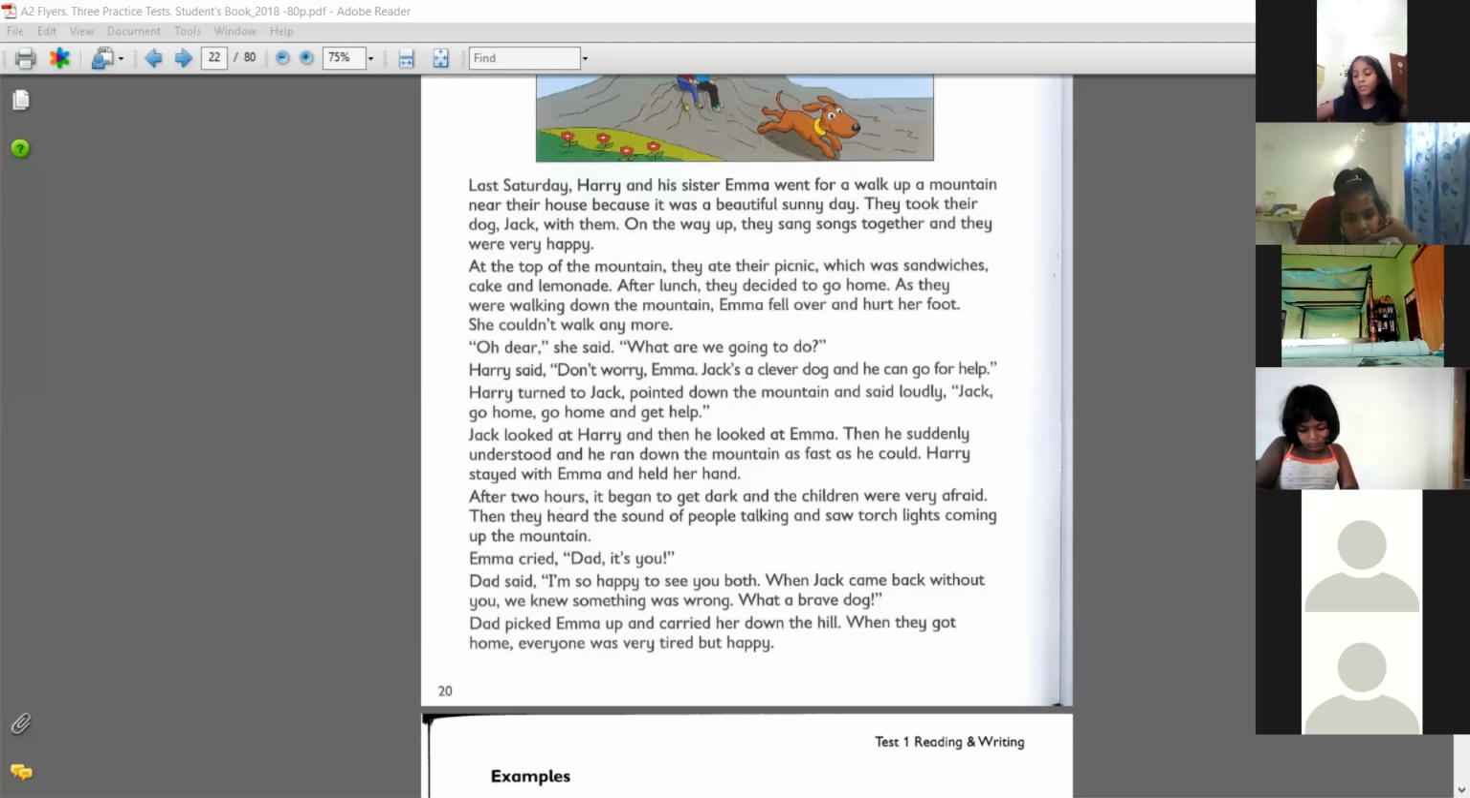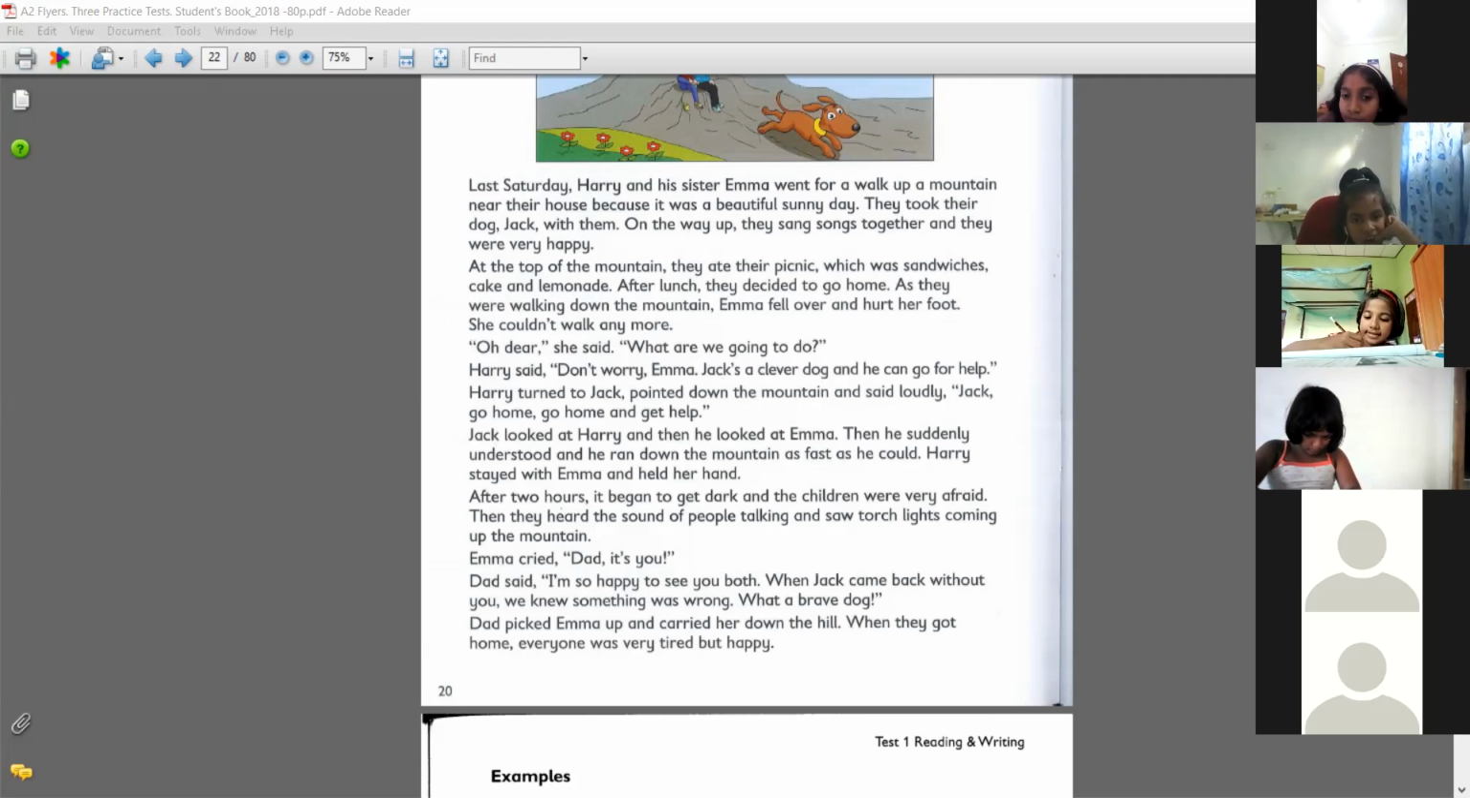On the way up, they sang songs together and they were very happy. Sang songs. Sang is the past tense of sing. Together, and they were very happy. At the top of the mountain, they ate their picnic. You can see the past form of each verb. Eat, past form is ate. They ate their picnic, which was sandwiches, cake and lemonade.